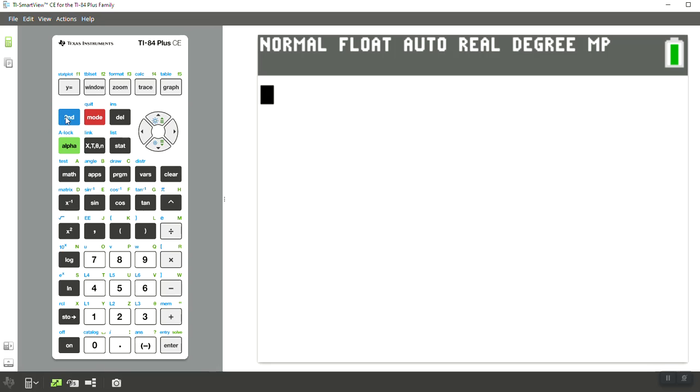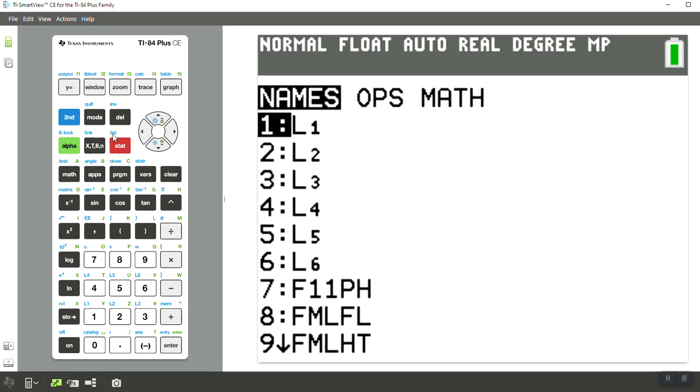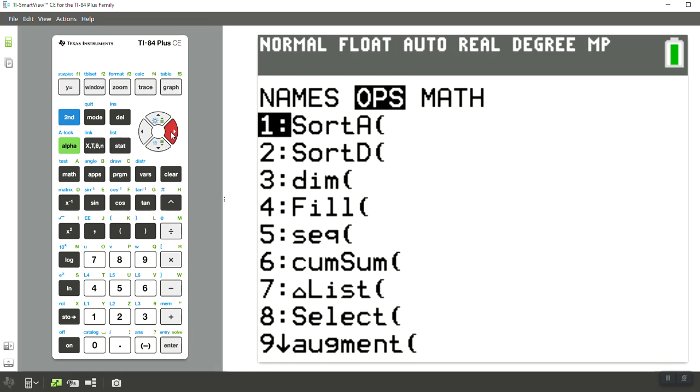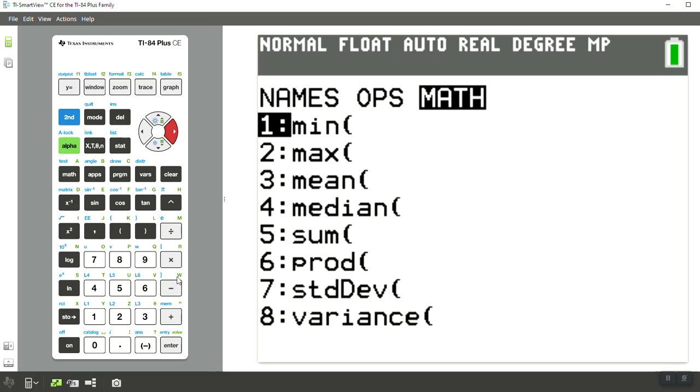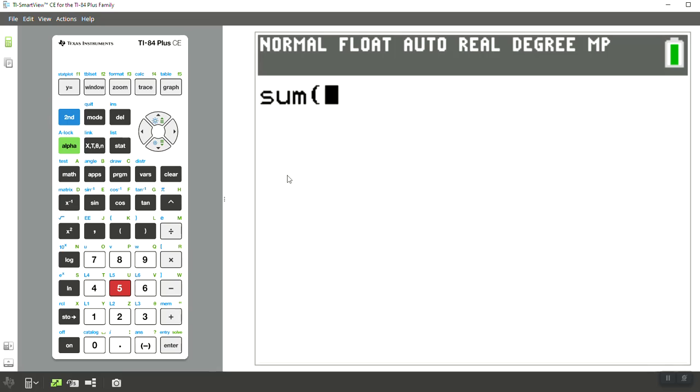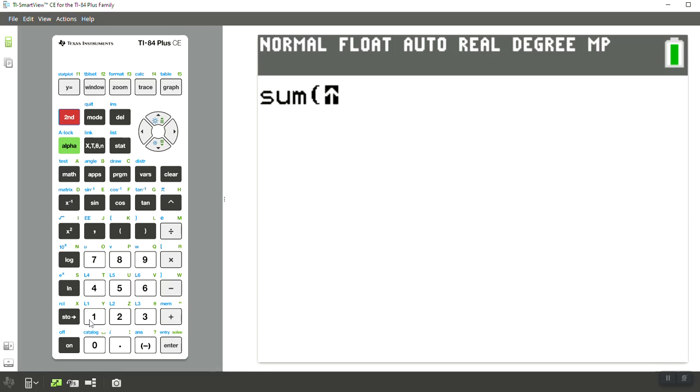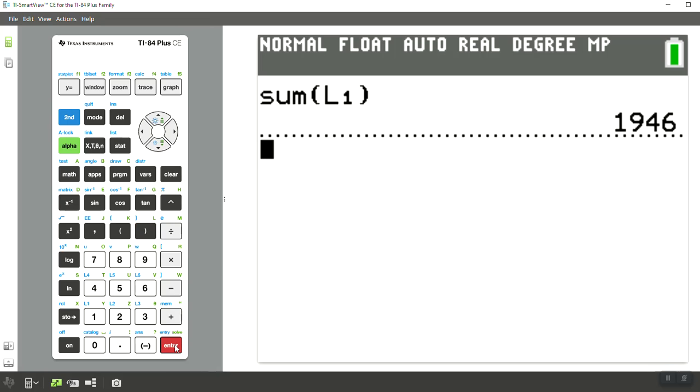To get to the sum command, you push second stat to get into the blue list operators. Over in the third pull down menu, math, option 5 says sum. You don't have to scroll down, you can just push the number 5 and it will paste the sum command. The sum of all of those 11 presidents' heights in centimeters is 1946. We're going to need that later on.